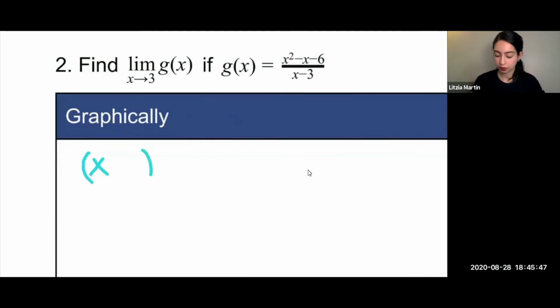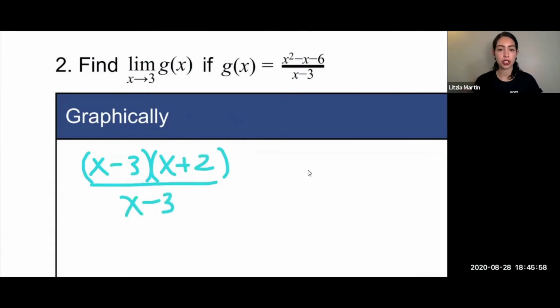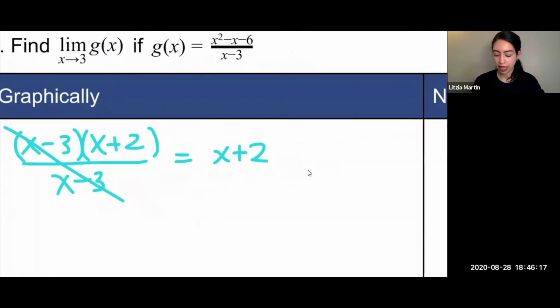So this will be 3 and 2. We want a minus 3, positive 2, all over x minus 3. So I just factored that g of x. And then notice that cancels out. So what does that leave me with? x plus 2. Tricked ya, it's actually a line with a hole in it. So we have the line x plus 2, and we know that x cannot equal 3. There's a hole at 3. Sorry, not negative 3, positive 3.